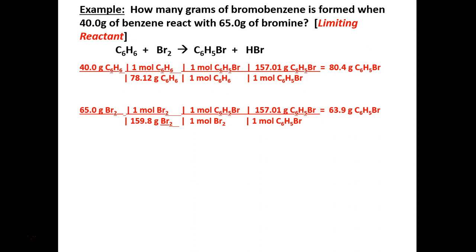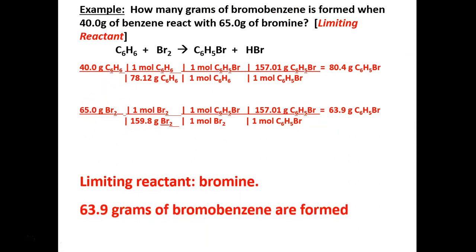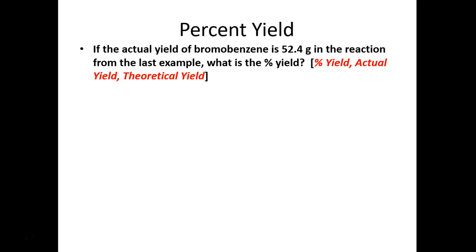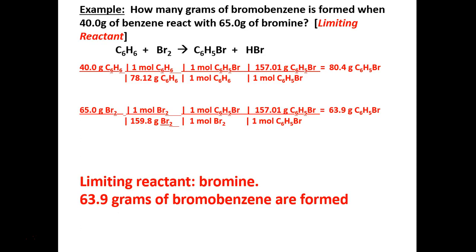So pause for a second and see if you can identify the limiting reactant and the theoretical yield of bromobenzene. Okay, the limiting reactant is bromine because it makes less bromobenzene. And the theoretical yield is 63.9 grams of bromobenzene. Okay? It really bothers people to have done 2 problems and then only use 1 in their results, but try to accept that because that's how this works.